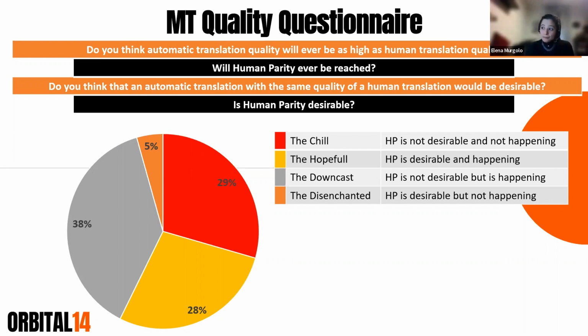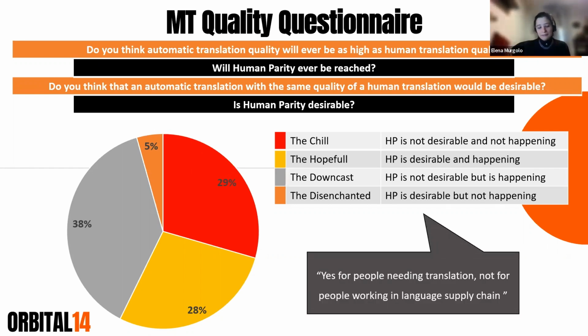28% would be the hopeful. Human parity is desirable, and it's happening. So let's just wait a while and hope for the best. The downcast: human parity is not desirable, but it is going to happen. So at some point it's going to come and I have no way to stop it. And then there's just the very narrow 5%, the disenchanted, saying human parity is desirable, but it's not going to happen. So I wish it could, but it's not going to happen. So why worry?